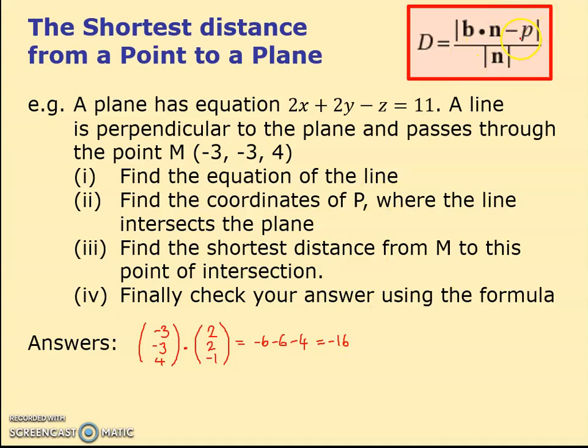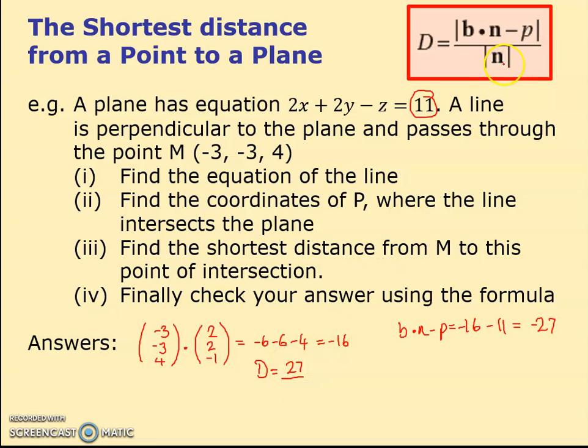And it does say then take away P, and P, if you looked at our description before, is actually this 11. So what I've got to do therefore is write B dot N minus P equals minus 16 and minus that 11, which of course gives me minus 27. So I've got to know what all these different bits stand for. And it does say ignore the magnitude of it, or the minus sign of it. So my final line is D equals, well, it's that 27, ignore the minus.